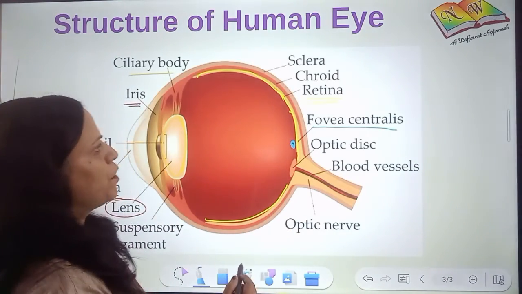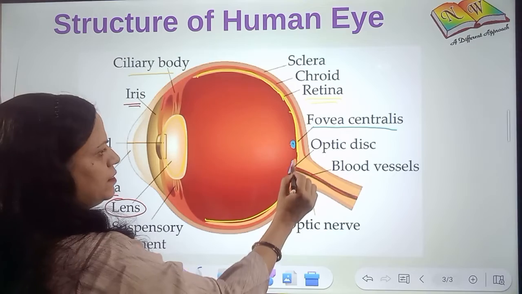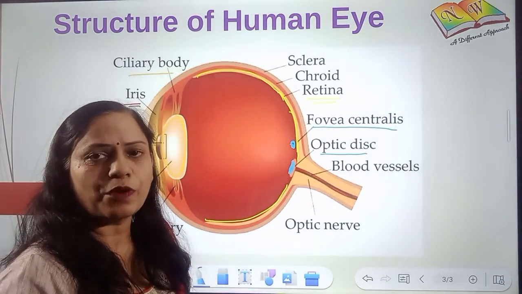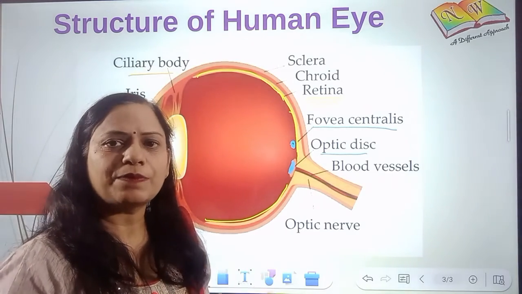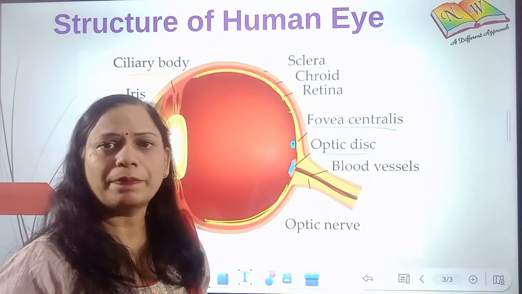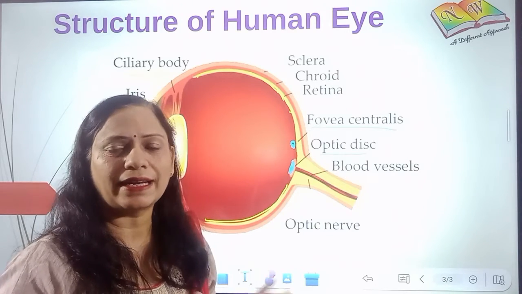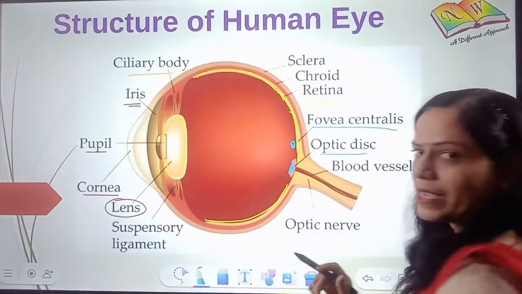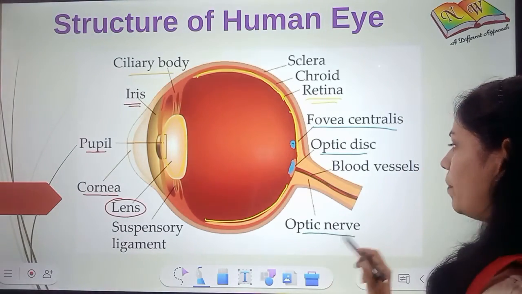Similarly, there's another spot here which is this. This is also known as the optic disc, or it's also known as the blind spot. The blind spot is that spot where there are no light sensitive cells, and if the image is formed here, the person will not be able to see it, and that is the reason why it is known as the blind spot. Then moving ahead, this is the optic nerve.